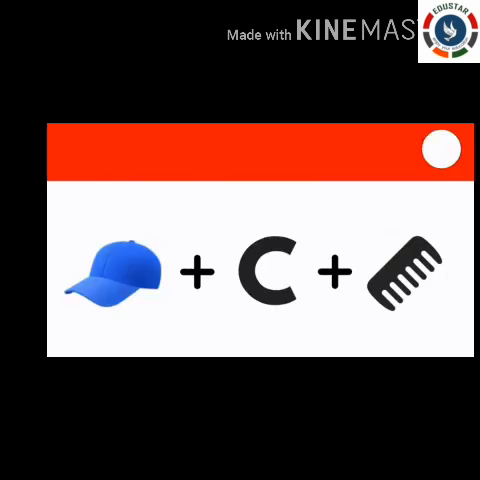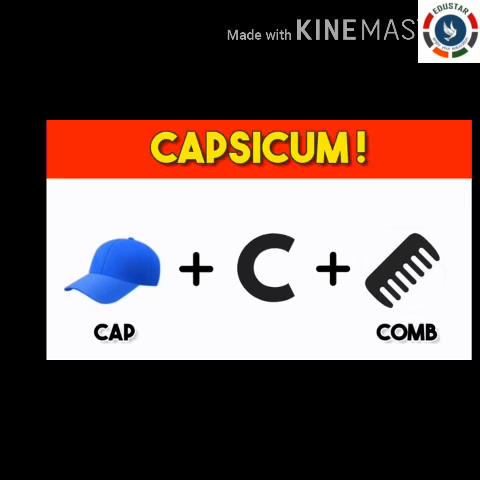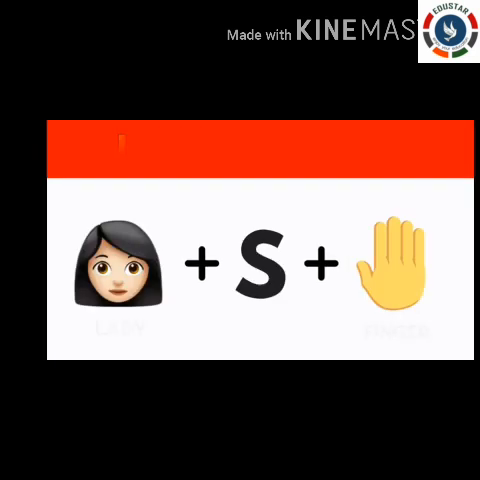Now see the seventh question. See the clues and find out. First picture is cap. Then you have to add the letter C. Then comb. Very easy, children. The answer is capsicum. How many of you are correct? Very good.